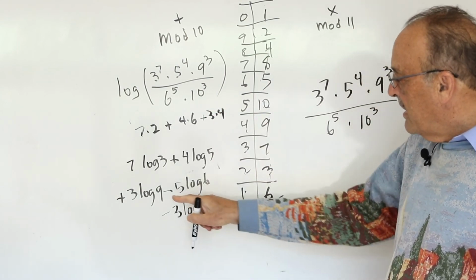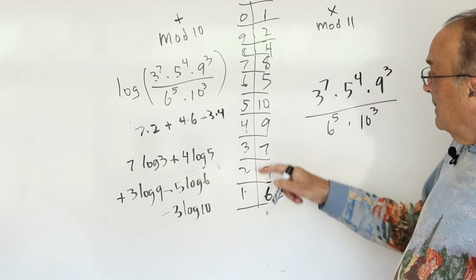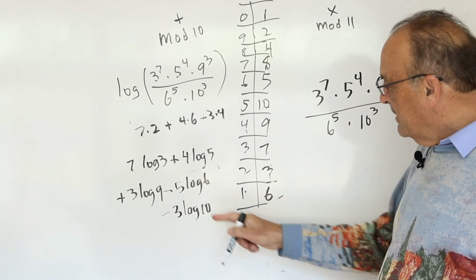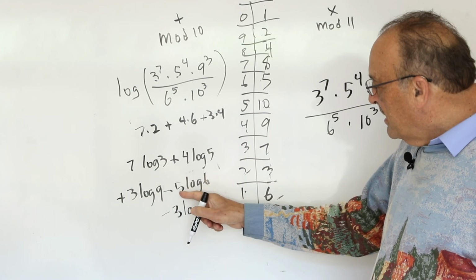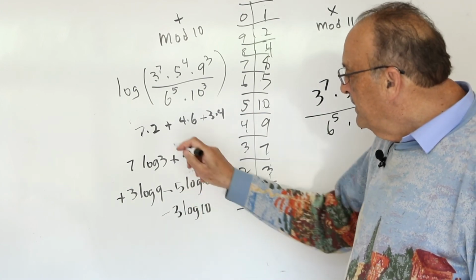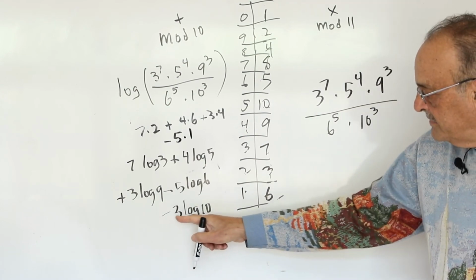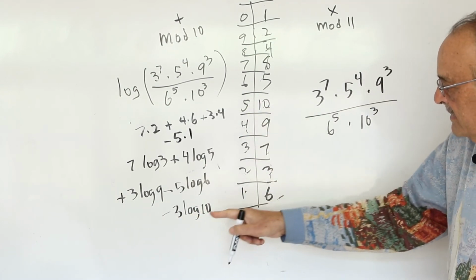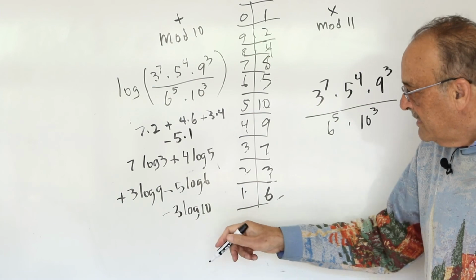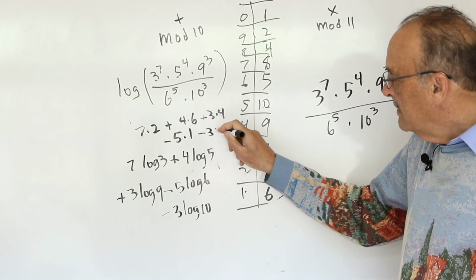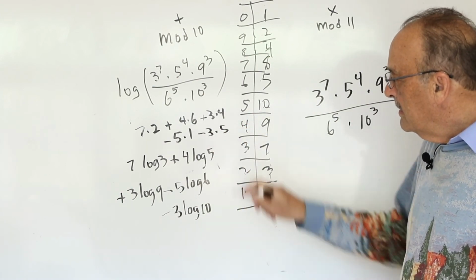And then I'm going to subtract 5 times the log of 6. The log of 6 is 1, so I'm going to subtract 5 times 1. And finally, I'm going to subtract 3 times the log of 10. The log of 10 is 5, so I'm going to subtract 3 times 5. So I get this.